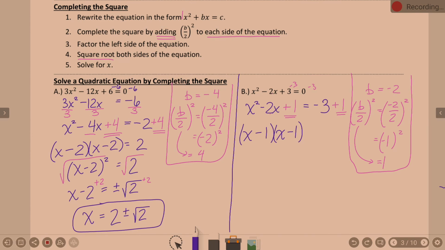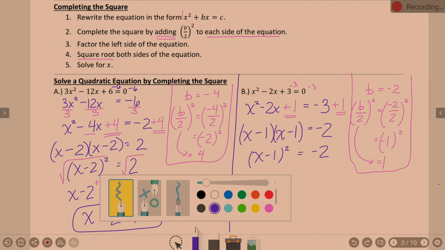So, okay. This equals, if you haven't already cleaned up that right side, what is negative 3 plus 1? Negative 2. Okay. X minus 1 times x minus 1, if you didn't already write it, can be rewritten as x minus 1 squared equals negative 2. Okay, so in step 3, we factored. What's step 4? Square root, right? Now your job is to solve. Solve using square roots.